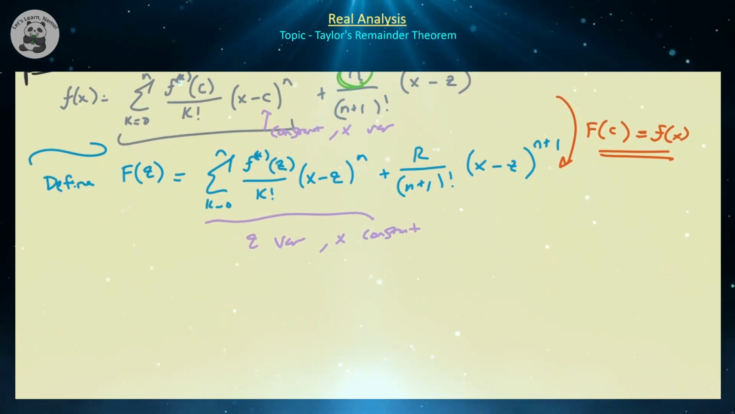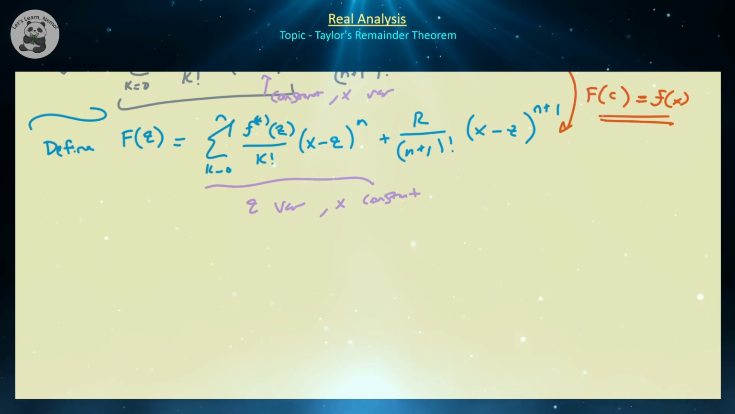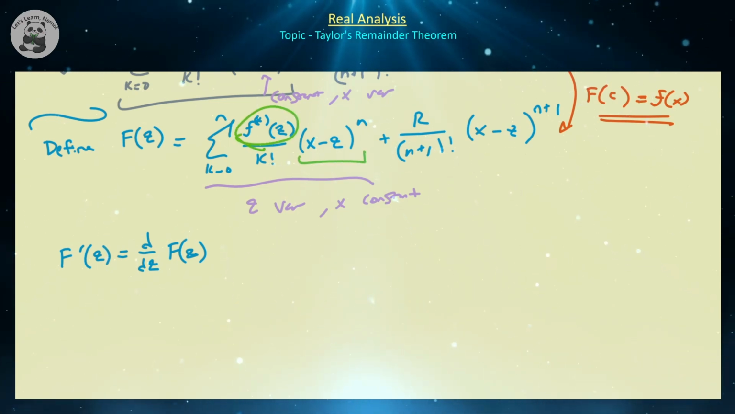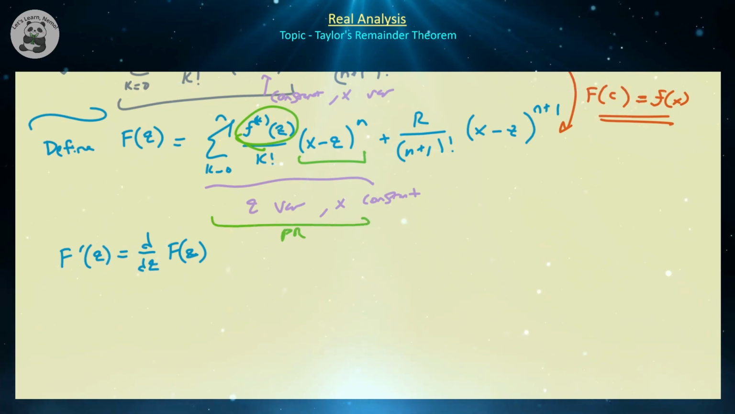So if this is my capital F, what is the derivative of F with respect to z? So F prime of z, i.e. the derivative with respect to z of capital F of z. Notice that if I'm differentiating with respect to z, I'm going to have this term that has z in it, and I'm going to have this term that has z in it too. Therefore, I need to use the product rule for this first term. Now, it might help you to express this as a sum of n plus 1 terms from k equals 0 to k equals n, and then differentiate term by term.